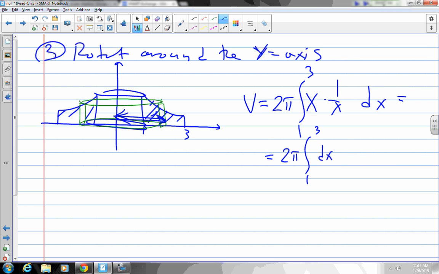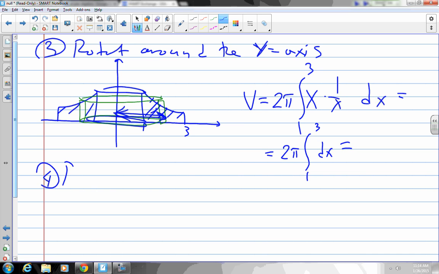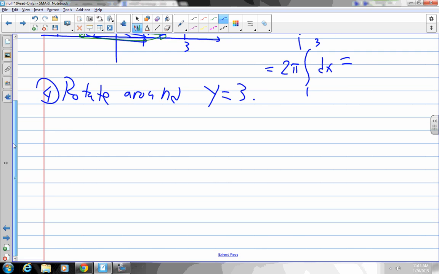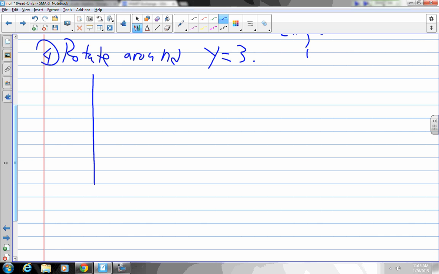How's that? Does that make sense? So again, I don't want to compute this. You can compute this. All right, let's rotate this thing around y equals 3. We're going to take the same region and flip it around the line y equals 3. And again, I just want to set up the integrals, because the integrals come out to be pretty simple.